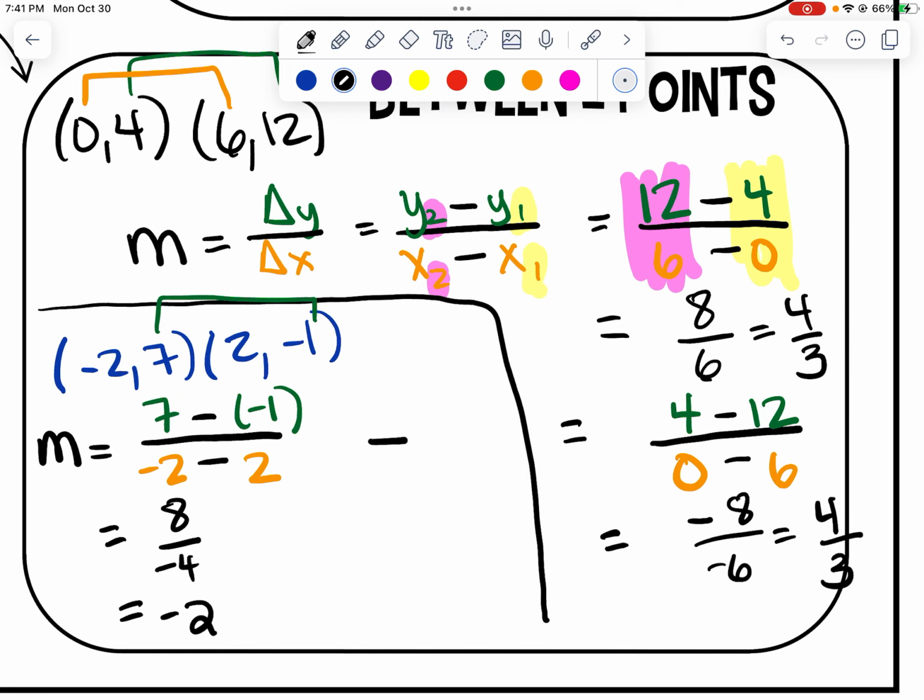If I had done it the other way around, if I had put the -1 first and the 7 second, and done the 2 first and the -2 here, still, again, same answer. -8 over +4 would still get me -2. So it doesn't matter which direction we do it.